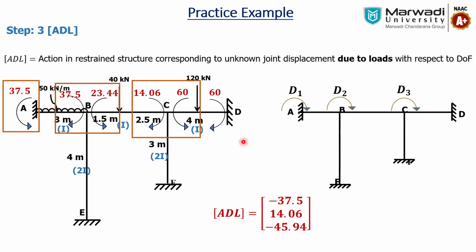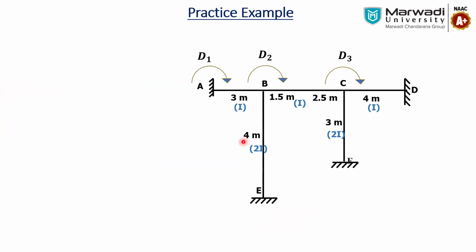Again, I will remind you what is the difference between AD and ADL. AD is the joint moment with respect to the unknown degrees of freedom, while ADL is the external resistance of the structure with respect to the unknown degrees of freedom due to the member load and fixed moments.